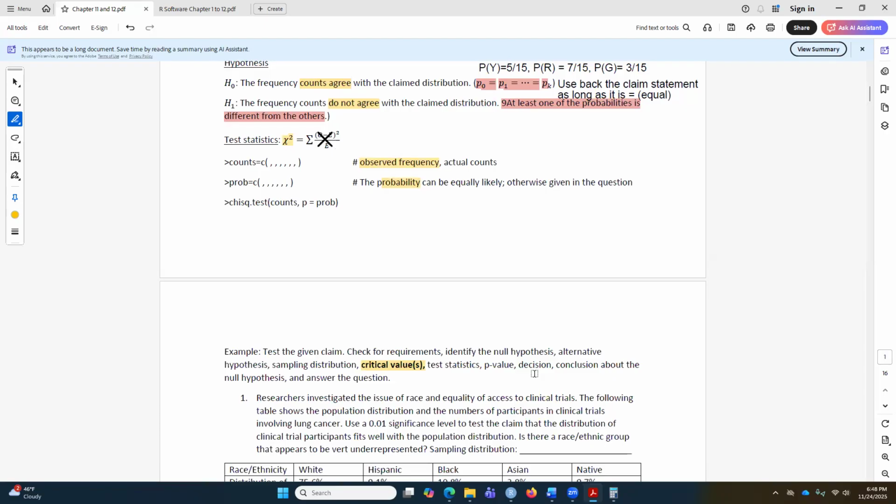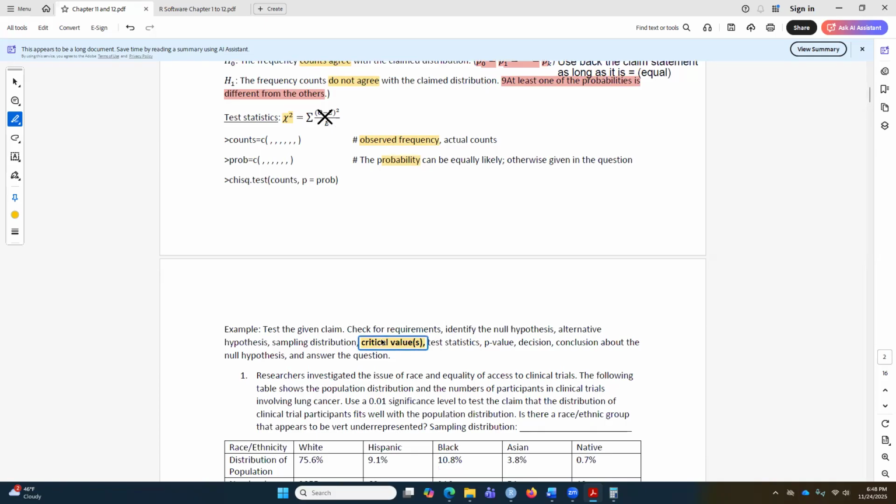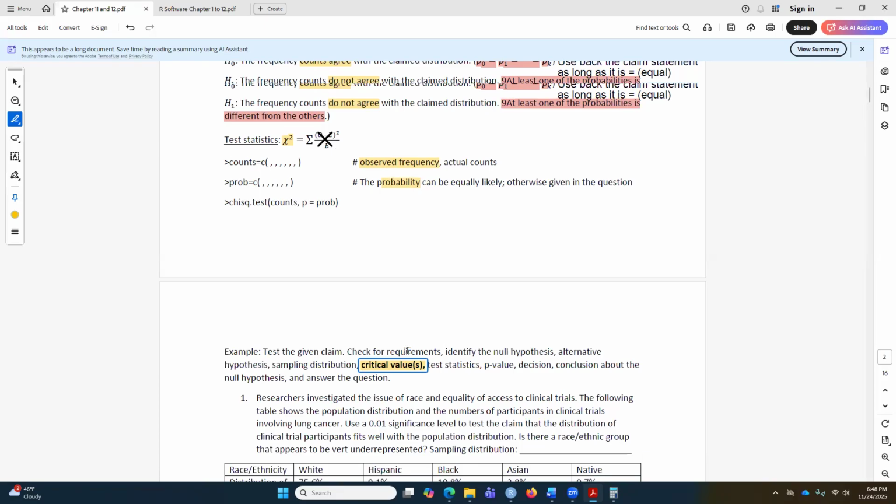And yes, I will say that in your test, it will look exactly like this, with the critical values highlighted in the instruction. So make sure you are aware of this. I will bold this critical value. Some students forget to find that, and then you will lose a point because of that.